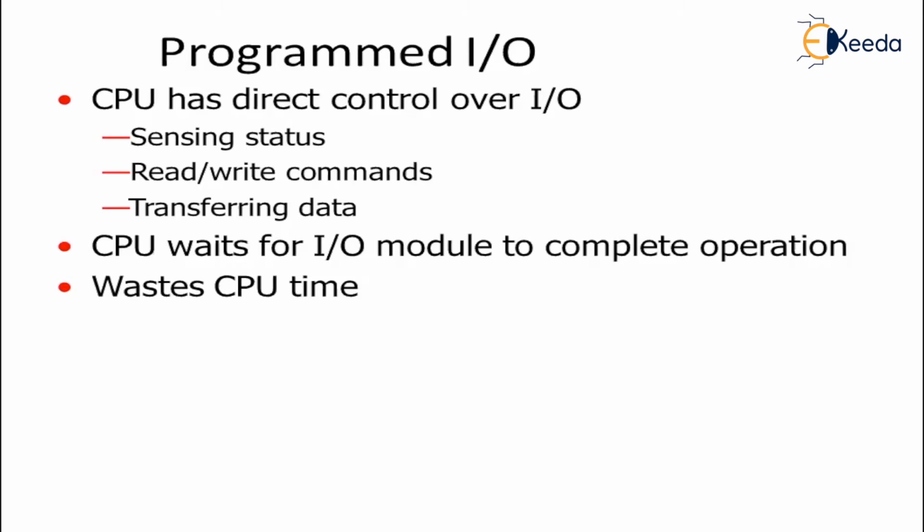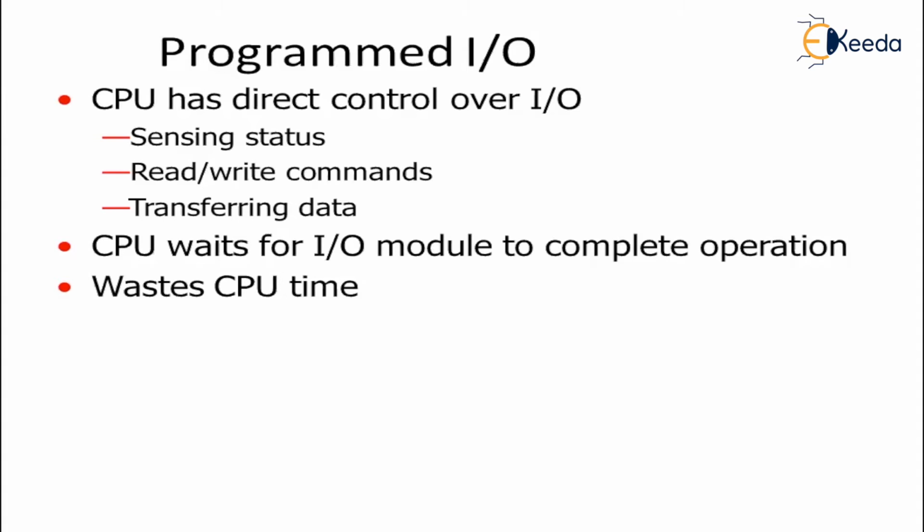Now, what are the different functions the CPU is performing when it is controlling the I/O devices? It is sensing the status, whether the device is busy or a new operation can be performed. What are the different read and write operations which can be done, and how the data is getting transferred, on which address line, which data line, and how the data is getting controlled also. The CPU waits for the I/O module to complete the different sort of operations.